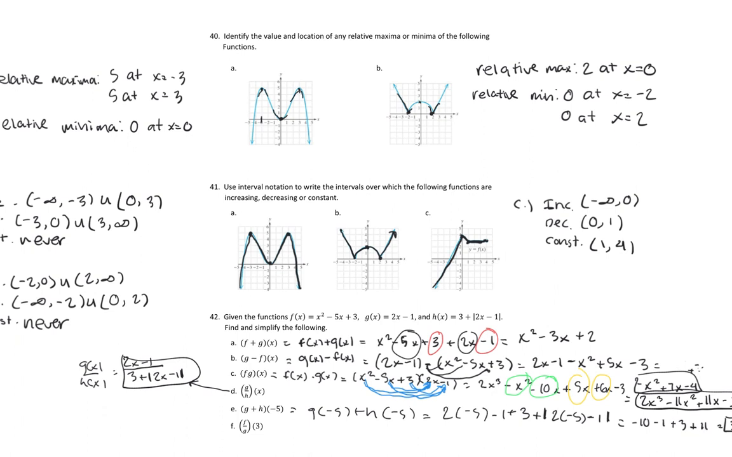So on part F, it's asking for f over g of 3. So that's going to be f of 3 over g of 3, which is going to be 3 squared minus 5 times 3 plus 3 over 2 times 3 minus 1. And so then if we perform those operations, we should get negative 3/5.